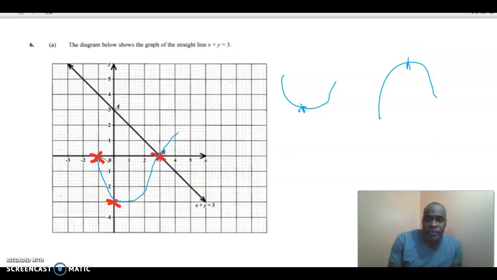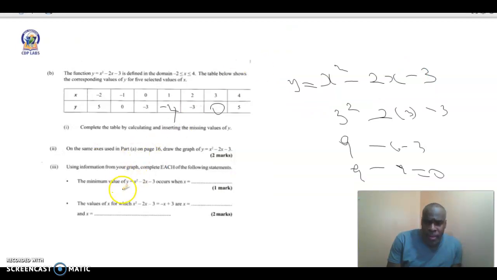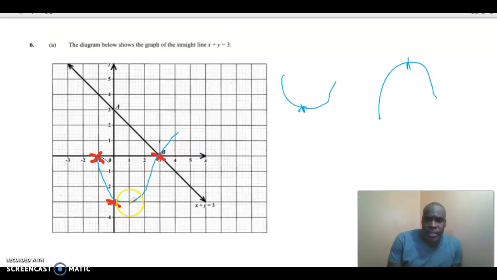Let's go back to the question quickly. So what is the minimum value of y, sorry, of this expression, when x is equal to what? So therefore, this is the answer here. When x is equal to 1, we'll have our minimum value. And it's normal at the peak, or when x is 0.